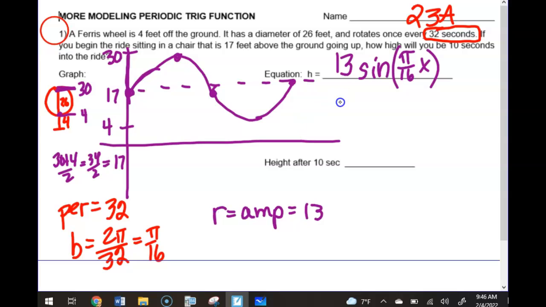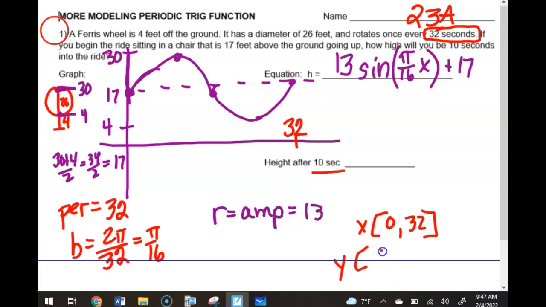All right. We need one more thing, I think. Yeah, we need a plus 17 on the back. Okay. Tell me a window before we get too much further. It says the height after 10 seconds, but we probably should make sure it goes out and finishes at where? Anybody remember what the period was? 32, right? So let's make our window for X out to 32 at least. And for Y, what would we need? Up to at least 30 to see the top.